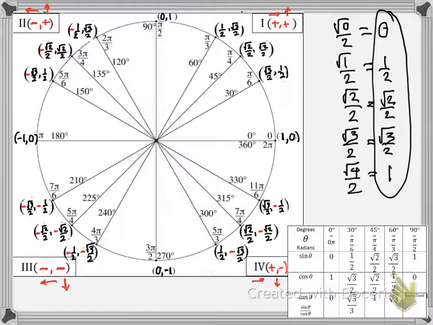Your sine value is your y value, because it's 0. Your cosine is your x value. Your tangent is your y over your x. Let me go to the next page and talk more about why that is true.